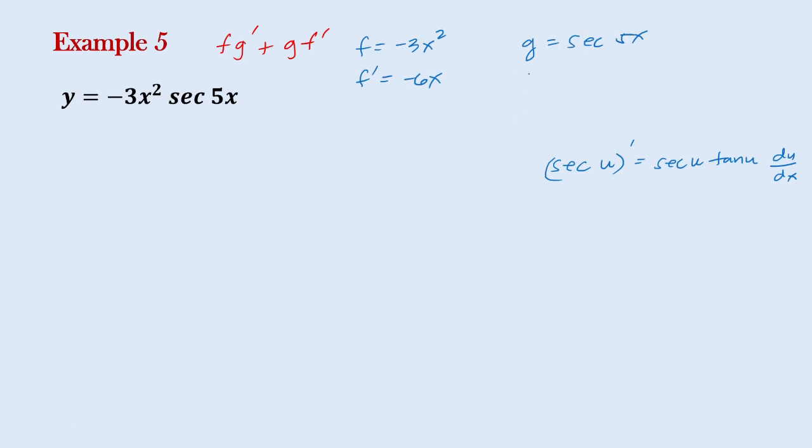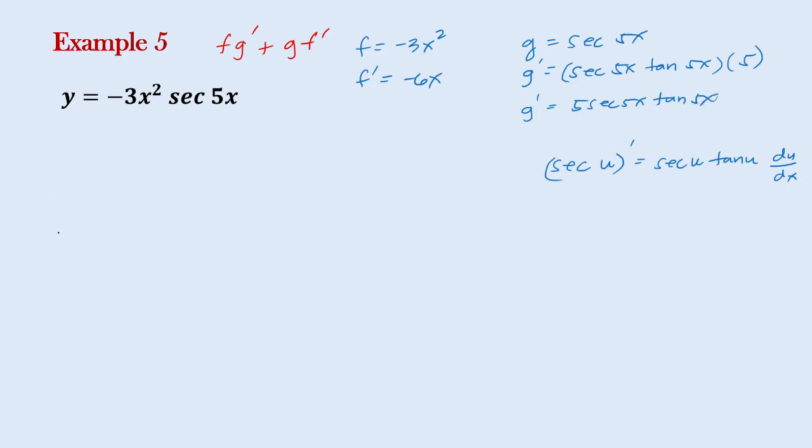Therefore, g prime is equal to secant of u, in this case, 5x, tangent of 5x, and we need to multiply this to the derivative of u. So the derivative of 5x is 5. So we can write this as 5 secant 5x and then tangent 5x.